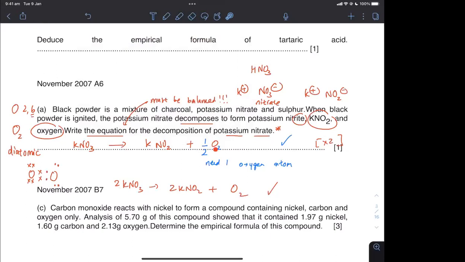Why? Because this times 2 gives you that. This divided by 2 gives you that. These are just symbolic. Okay? So it's just up to you which one you want to use. I personally prefer this one, but some students prefer this one. So it doesn't matter. Both are correct.